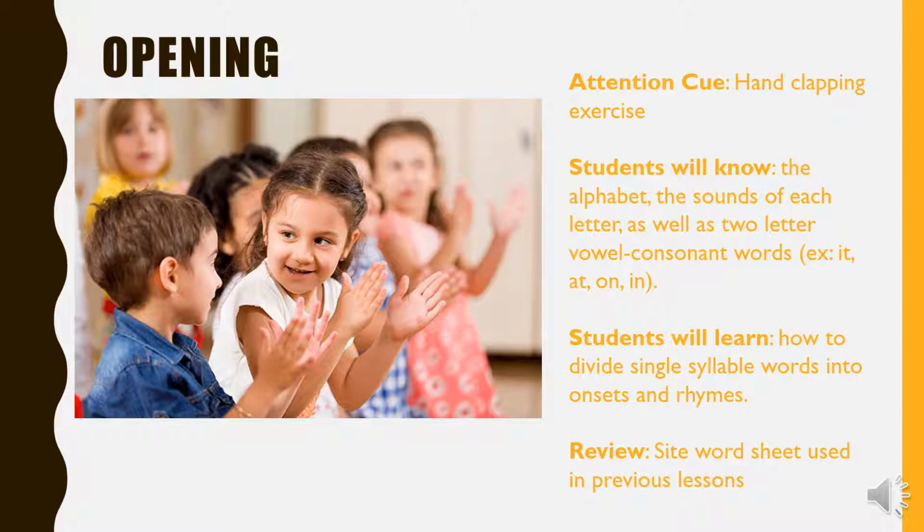At this point of the school year, students will know the alphabet, the sounds of each letter, as well as 2-letter vowel consonant words. For example, it, at, on, and in. Students will be taught how to divide single-syllable words into onsets and rhymes. It is not necessary for students to know the definition of an onset and rhyme as terminology. Rather, they comprehend the concept for each and have the ability to manipulate the sounds.